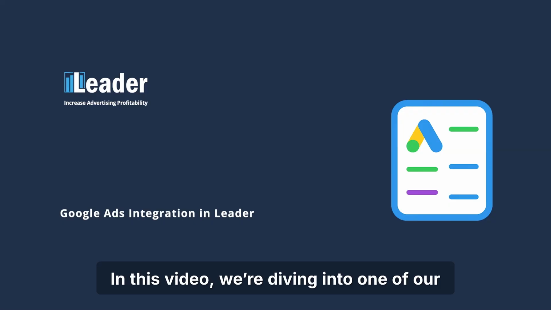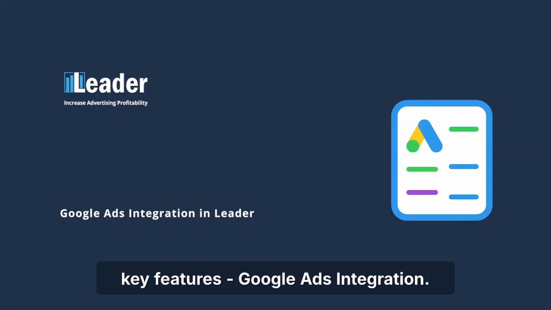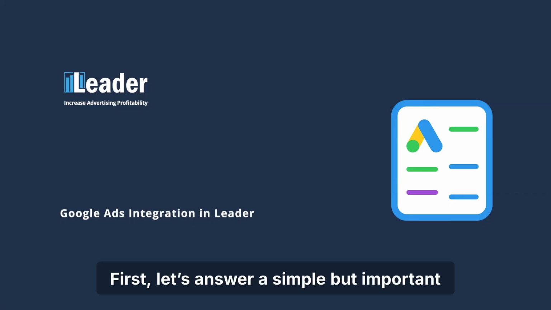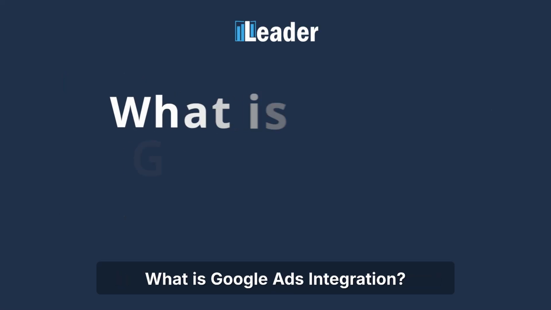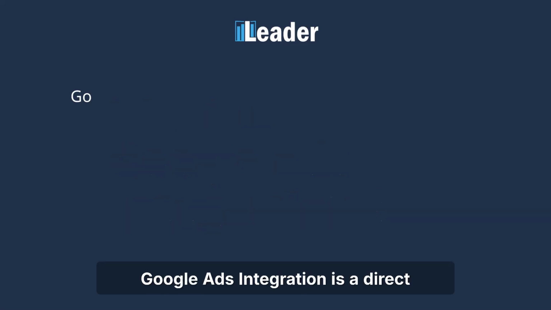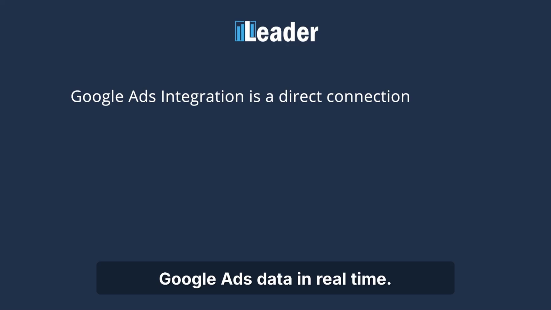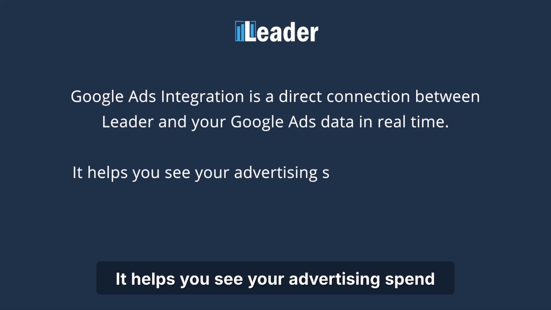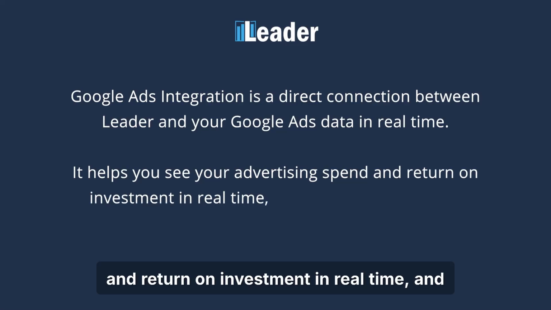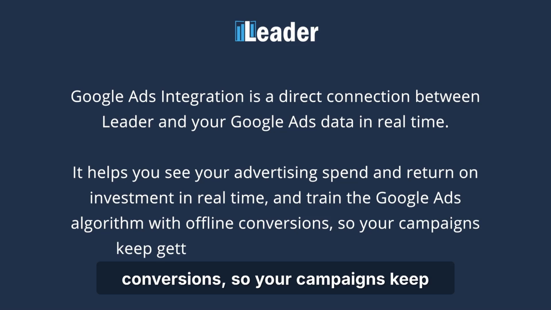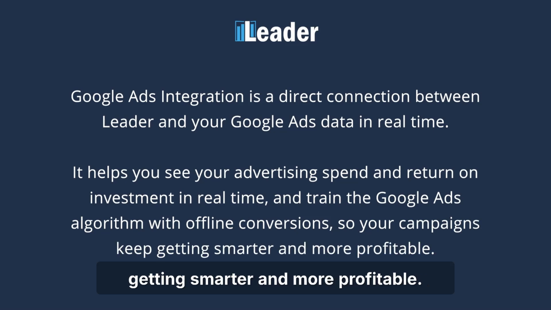In this video, we're diving into one of our key features, Google Ads integration. First, let's answer a simple but important question. What is Google Ads integration? Google Ads integration is a direct connection between Leader and your Google Ads data in real time. It helps you see your advertising spend and return on investment in real time, and train the Google Ads algorithm with offline conversions, so your campaigns keep getting smarter and more profitable.